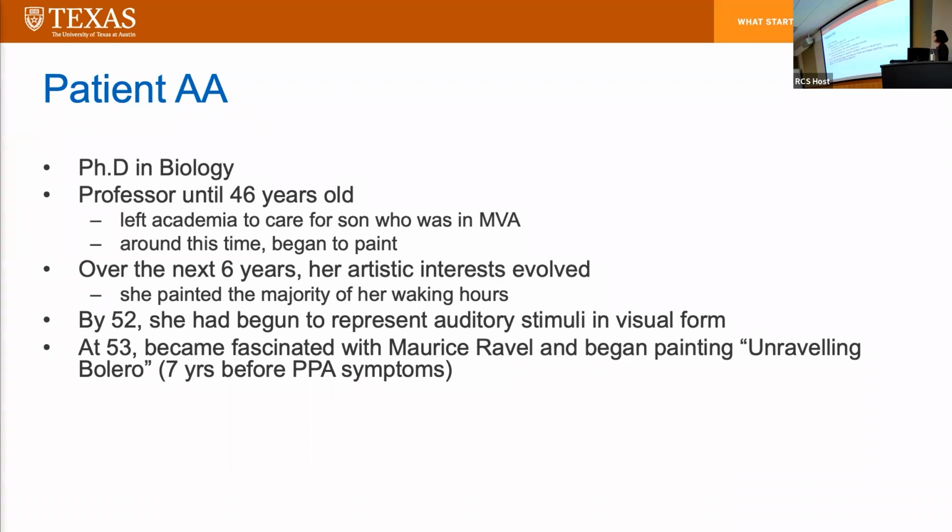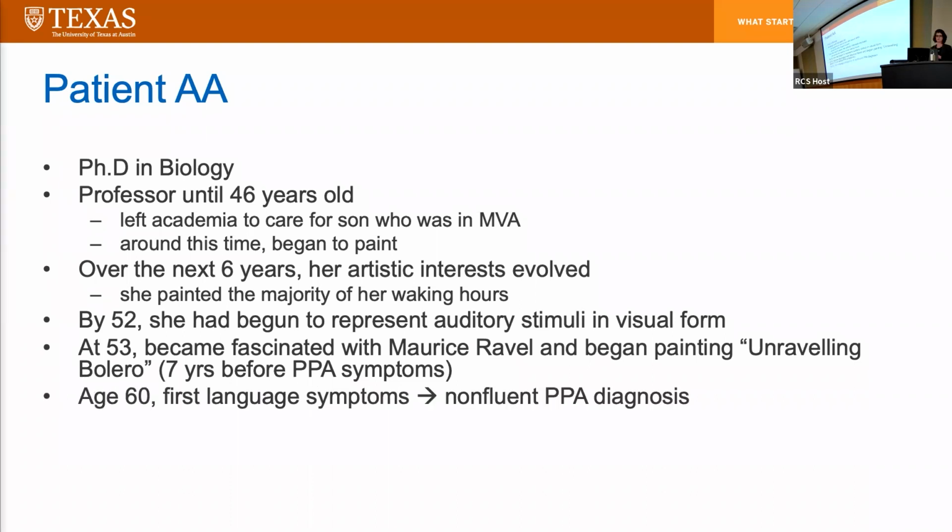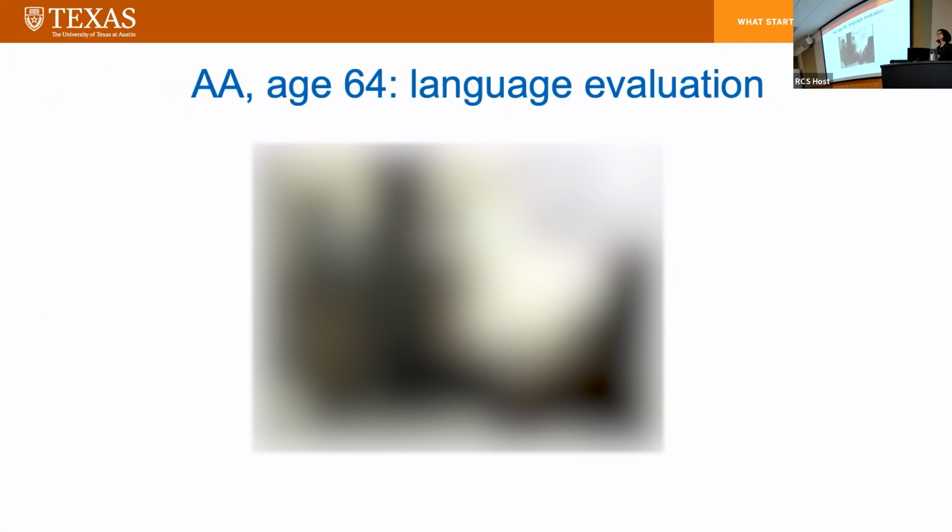Now, the sad side of the story is that about 7 years later, she developed symptoms of primary progressive aphasia, and that's when she came to the attention of researchers. A few years later, she had a PPA diagnosis, and then ultimately she passed away before the age of 70. So she went to see some of my colleagues at UCSF at the age of 64 to get a language evaluation to try to figure out this diagnosis.